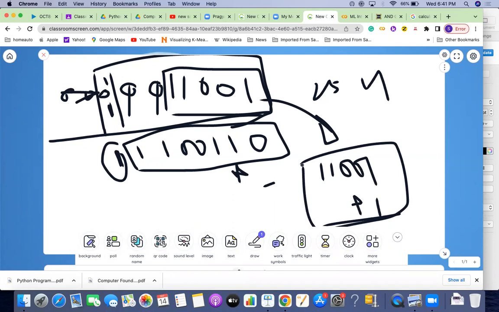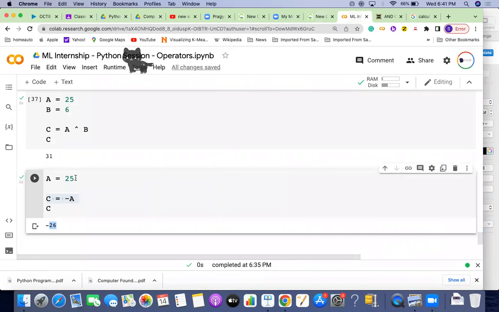So why will this add 1? This is how the not operator works. Any number, it will add 1 to that, and then the sign is negative. Let me take another example. So let us take 20.